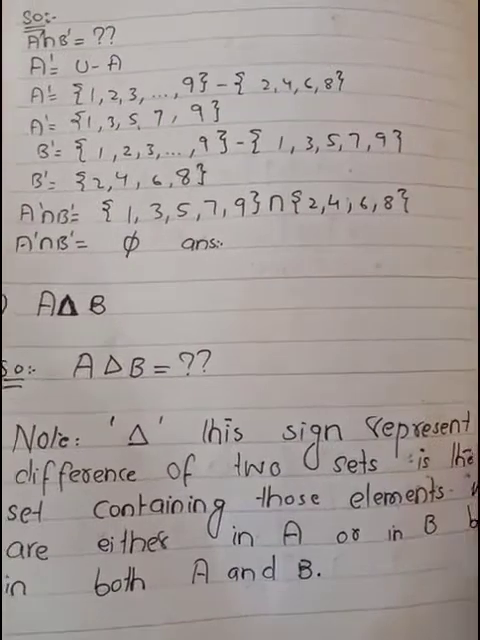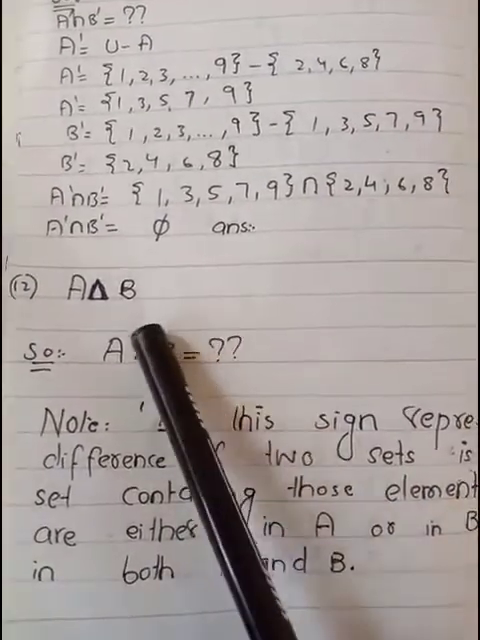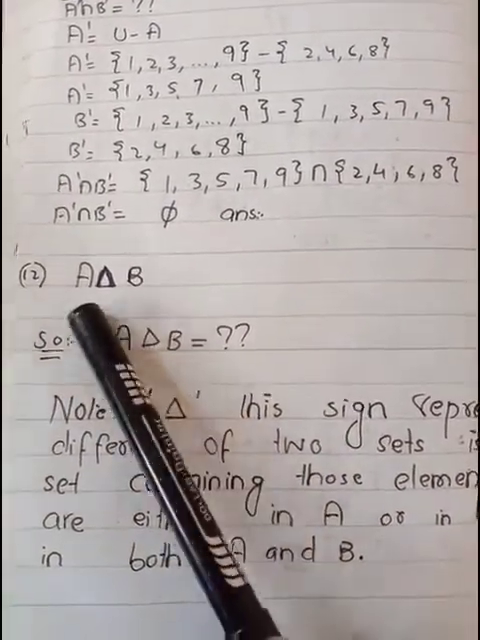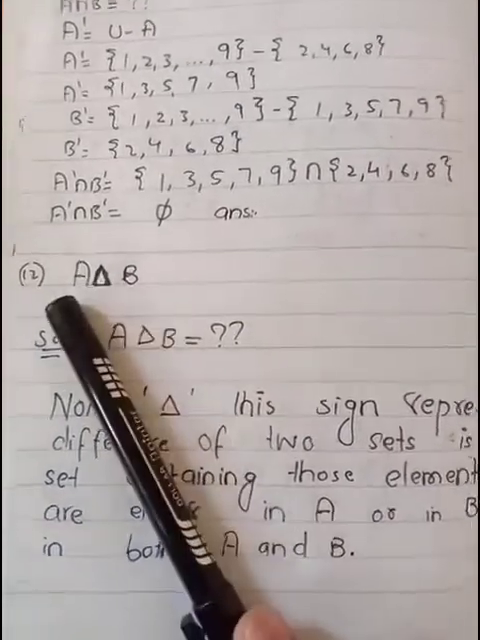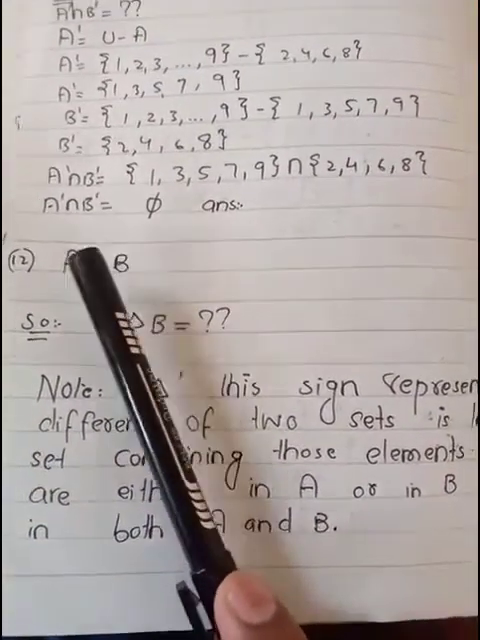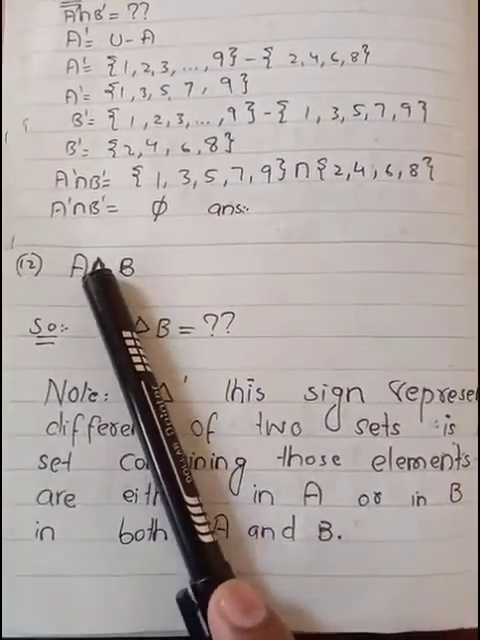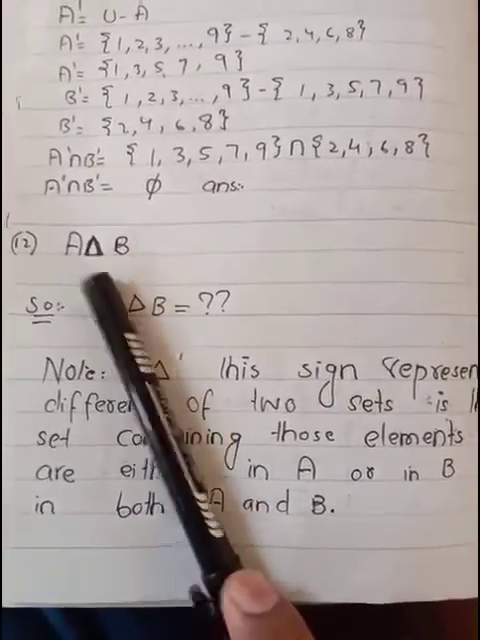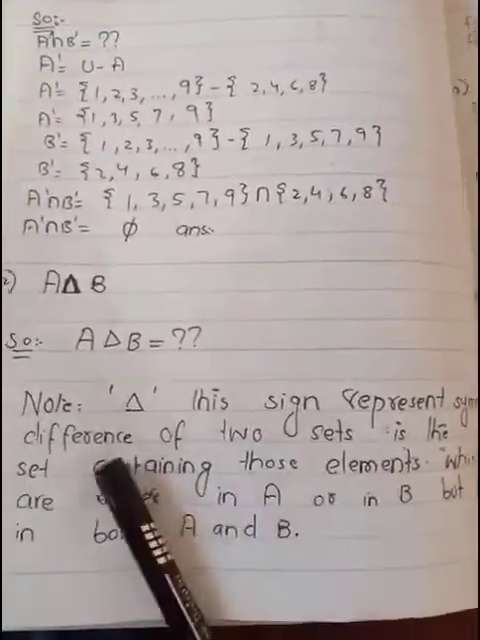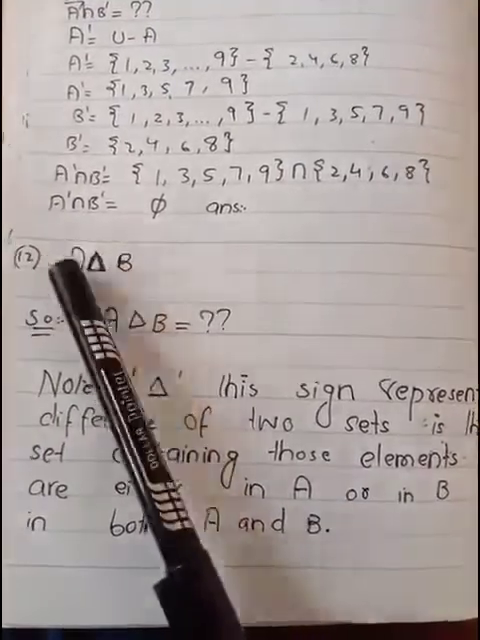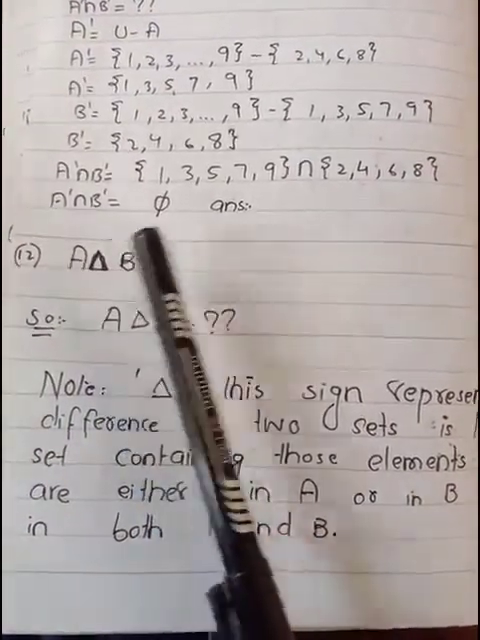For today's class, we are going to solve questions number 12, 13, 14 and 15. See here, A difference B. This sign is a delta. It shows symmetric difference. This sign shows the difference of both sets A and B.